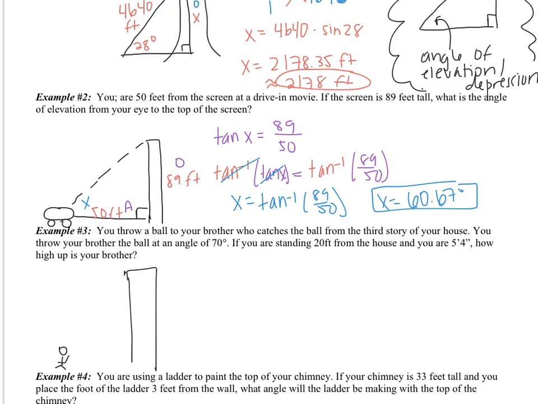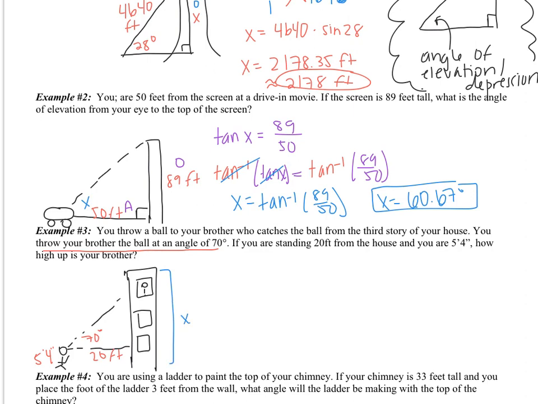So we know that we are throwing a ball to our brother. Okay, so here's my house. I have the 1st story, the 2nd story, the 3rd story. My brother is in that 3rd story window. It says you throw your brother the ball at an angle of 70 degrees, so that 70 degrees is going to go down here. It says I'm standing 20 feet from the house, so that 20 goes here. And I am 5 feet 4 inches. The question is, how high up is your brother? So I'm looking for this height right here.